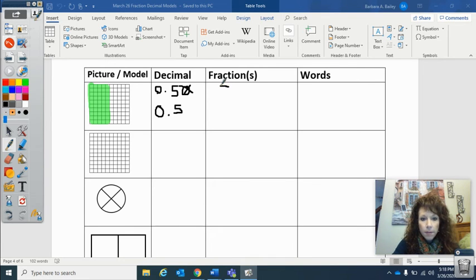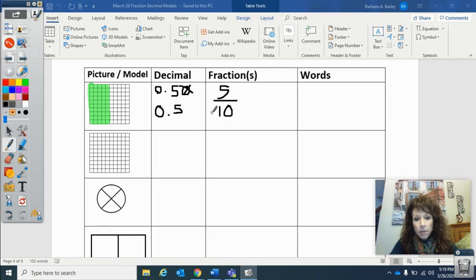Okay, hopefully you've written something. So I can write 5 tenths. I colored 5 of these strips out of 10 total strips on my block. So that is 5 tenths. This is also my decimal 5 tenths.